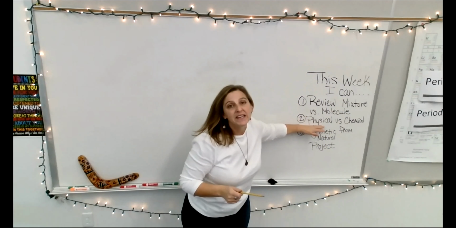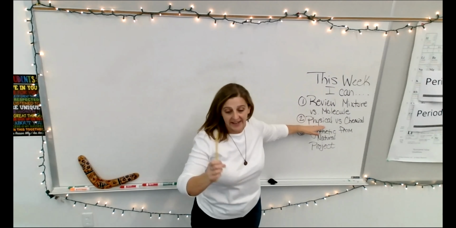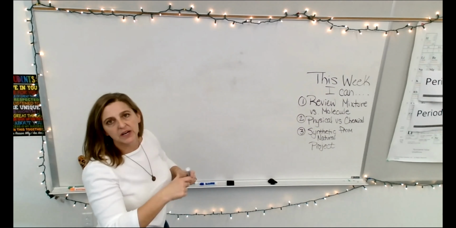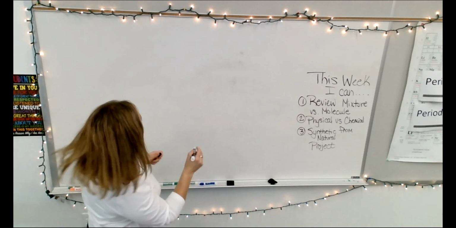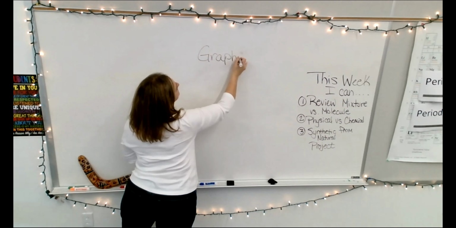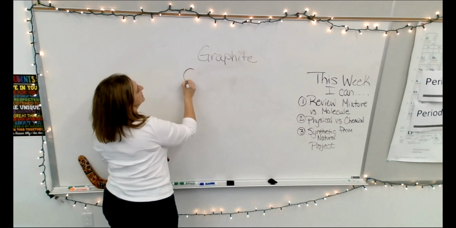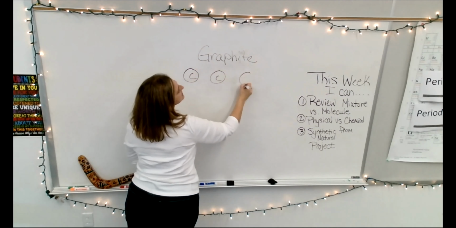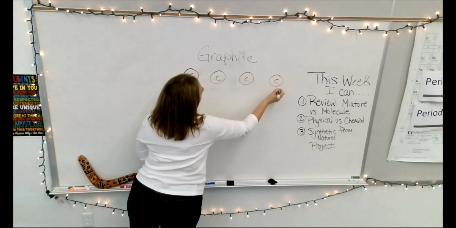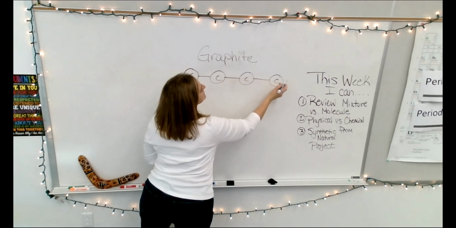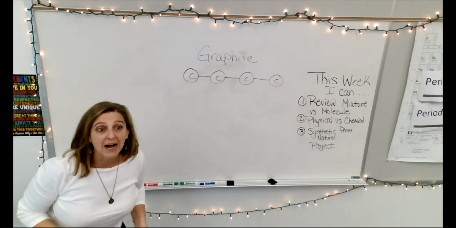It's the way they are physically arranged. So let's start with the carbon found in graphite. I'm going to put a whole bunch of carbon atoms like that. Those lines in between represent the bonds.